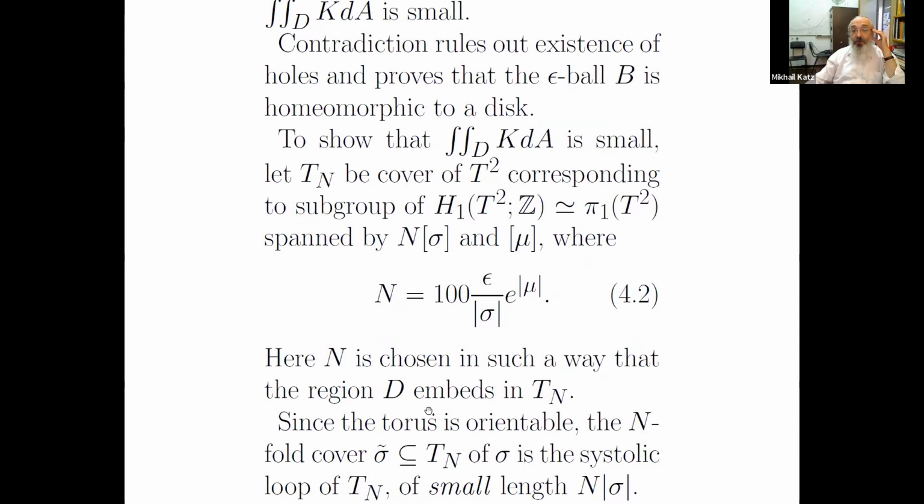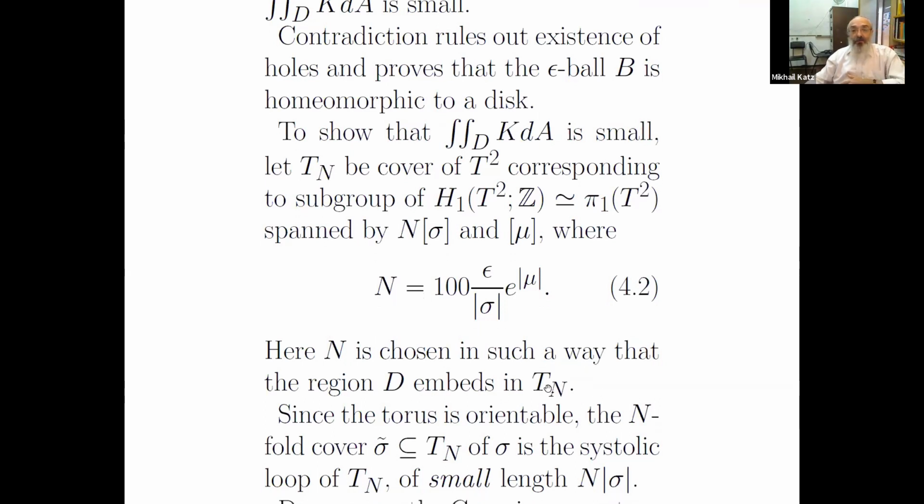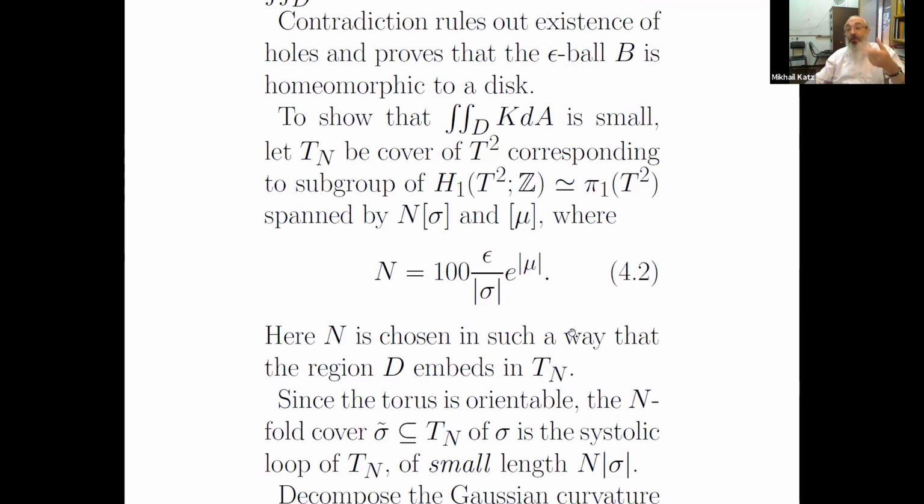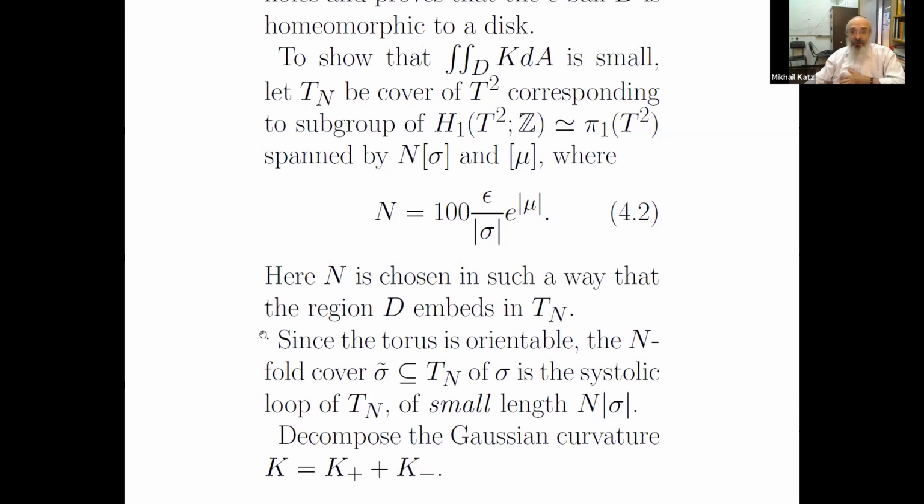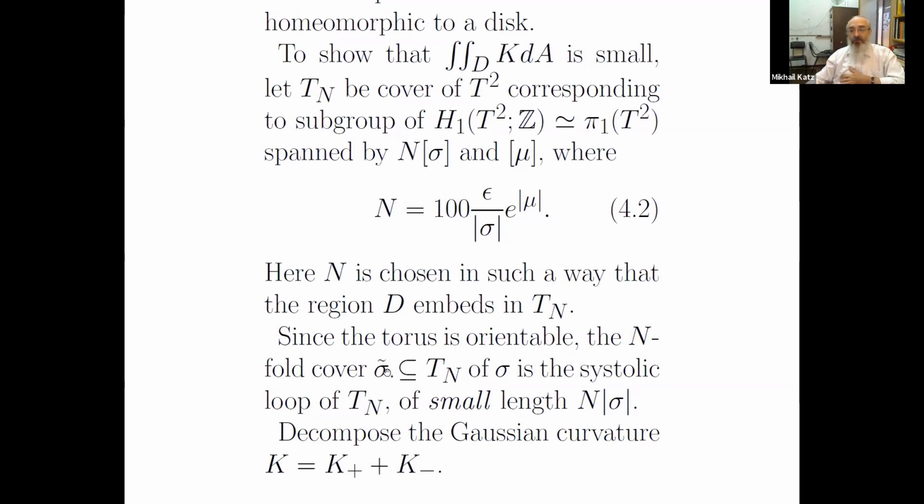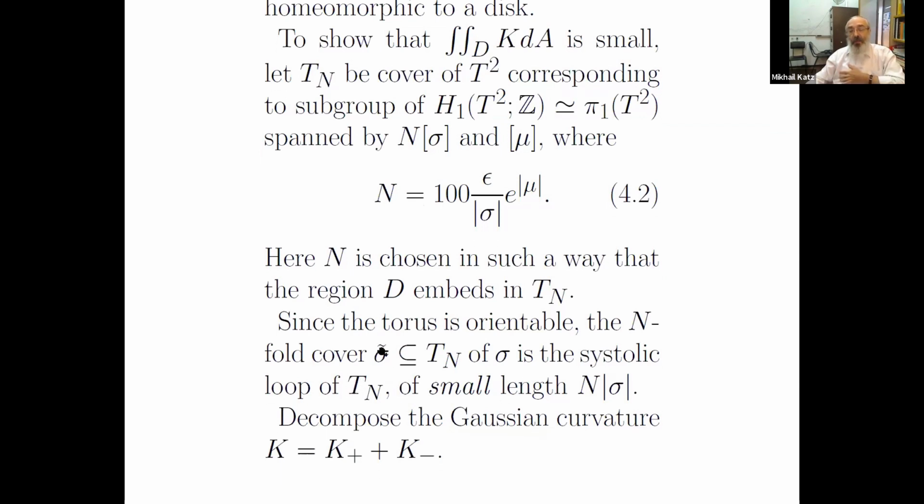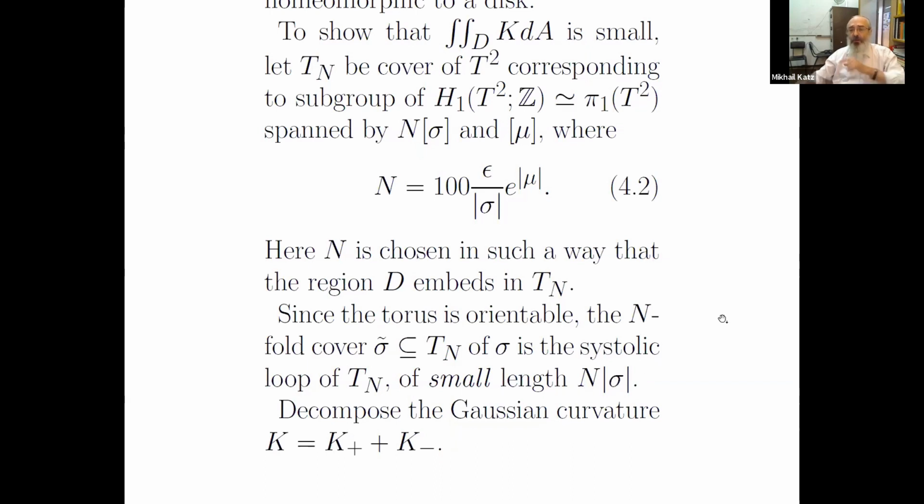So in any case, n is chosen in such a way that the region D actually embeds in this n-fold cover, and therefore you can now perform another miraculous calculation, an area calculation. And since the torus is orientable, so this is a fact from first-year differential geometry graduate course, an interesting stability phenomenon, this loop sigma tilde is also a systolic loop of the torus Tn. So in any case, it has small length n sigma. It's still a systolic loop, even though we passed to an n-fold cover. So the systole is still n sigma, which does not happen in general. This only happens in codimension 1. In general, it doesn't happen. Otherwise, you have a phenomenon of systolic freedom, which I have a few papers on. Okay, but in any case, let's go on with the argument.